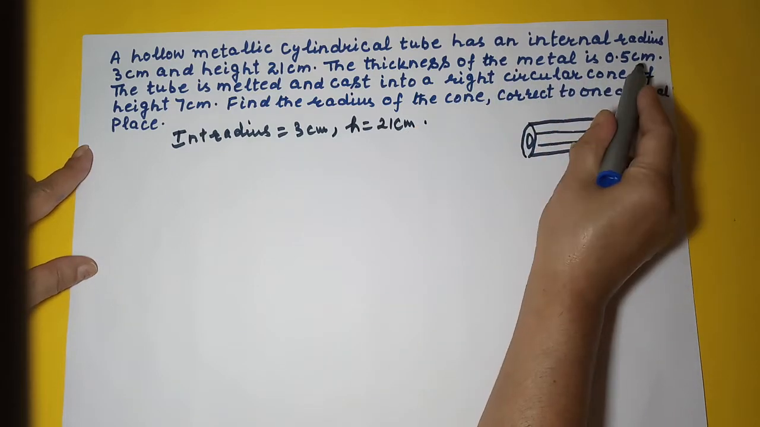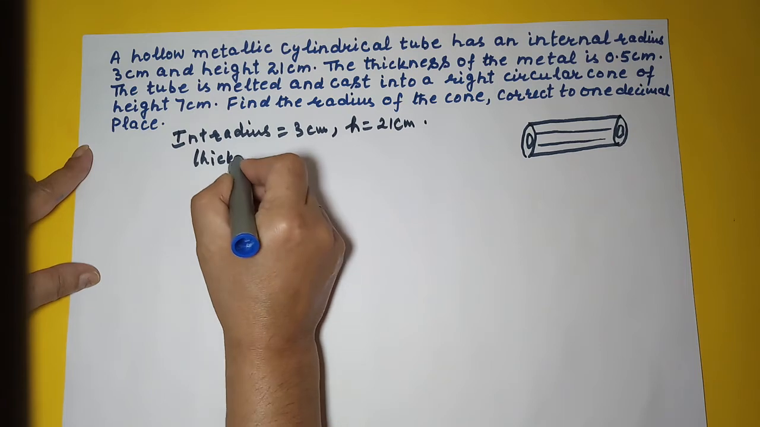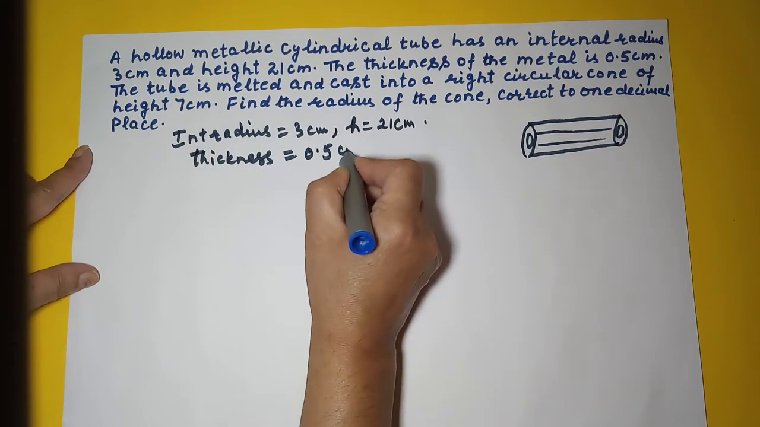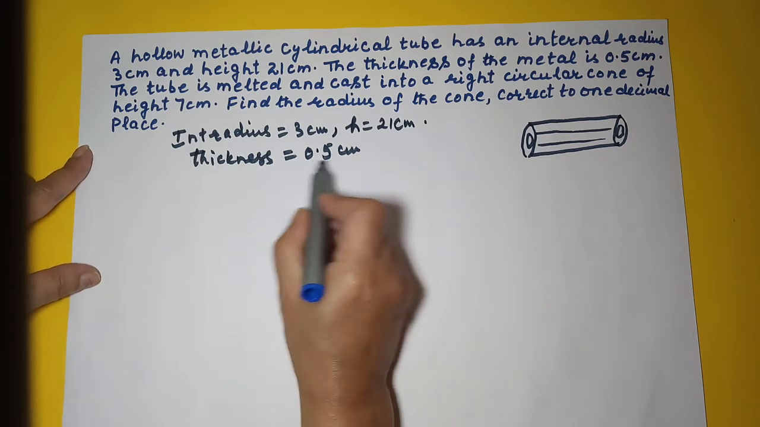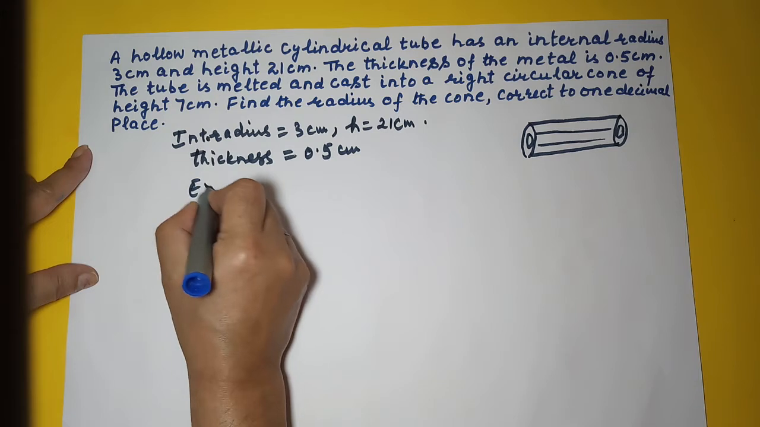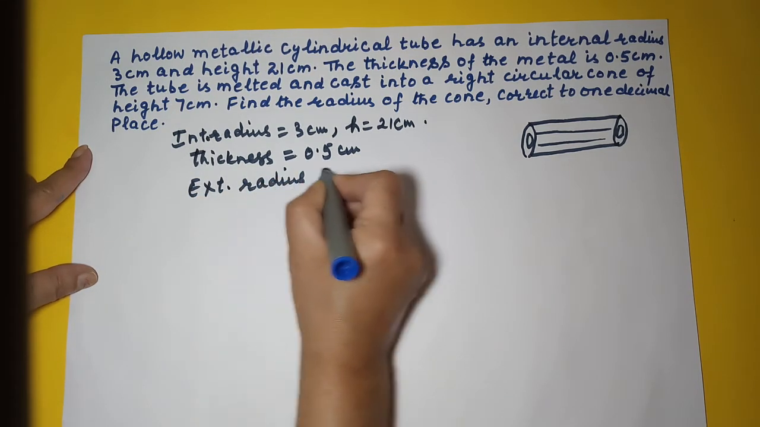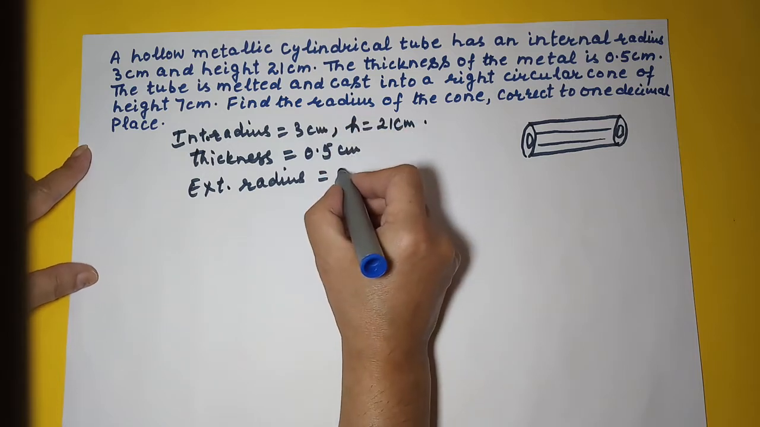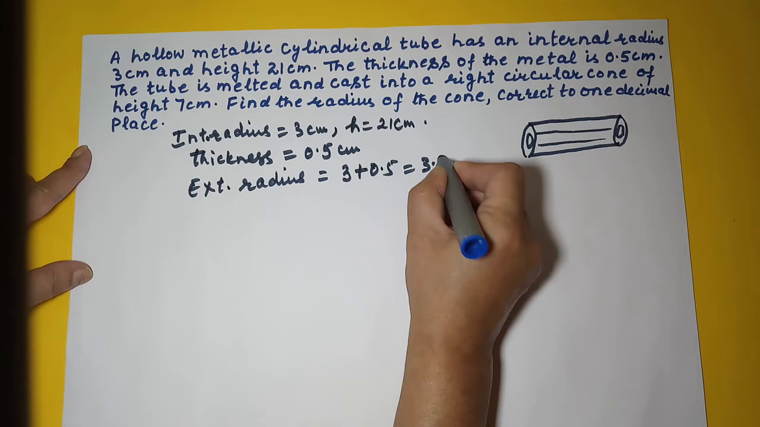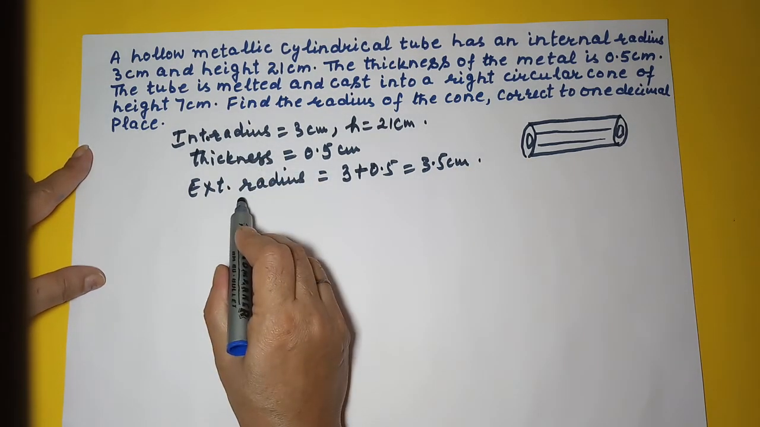The thickness of the metal is 0.5 centimeters. So how will I use this thickness? In calculating the external radius. How do I calculate the external radius? Internal radius plus thickness, that is 3 plus 0.5, that is 3.5 centimeters. Fine. I got the internal radius, I got the external radius.